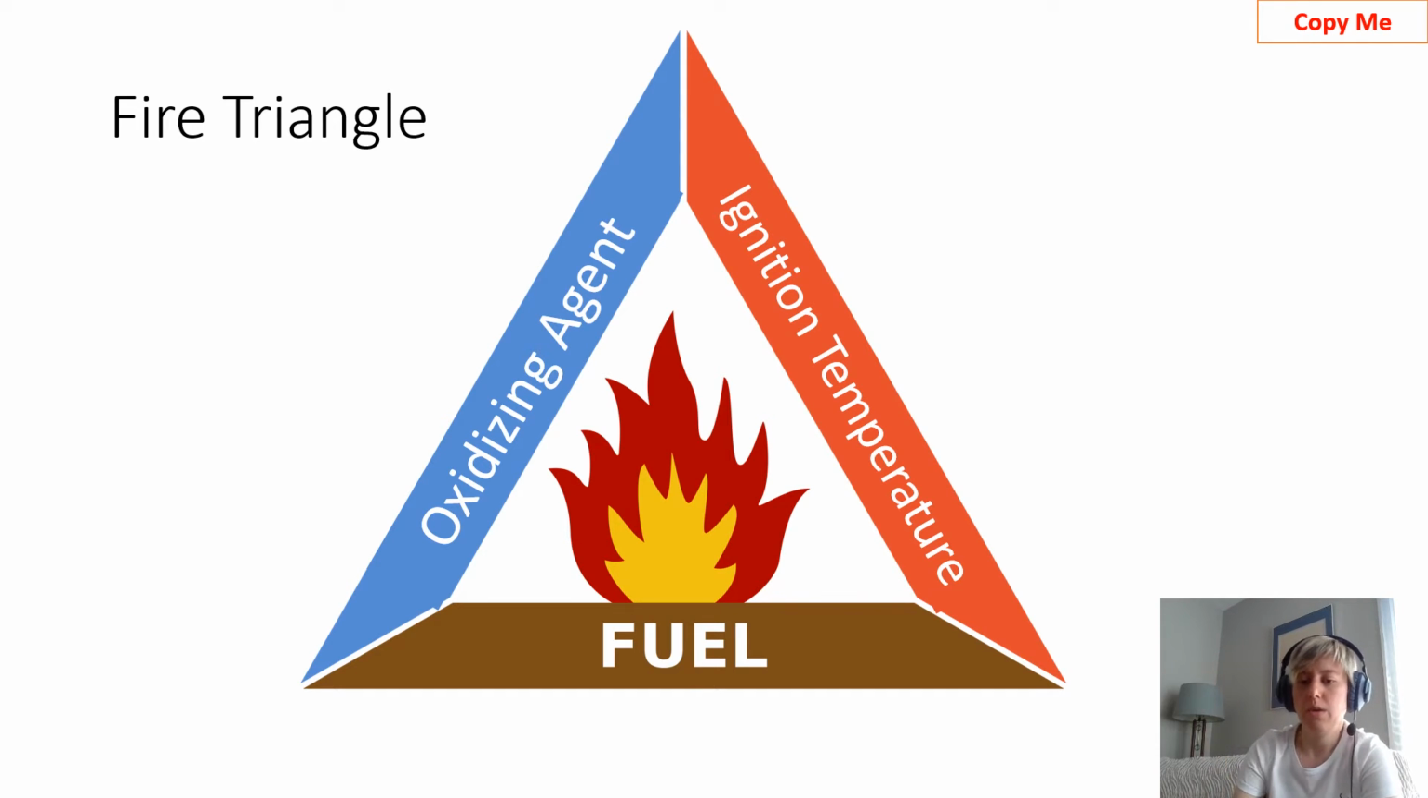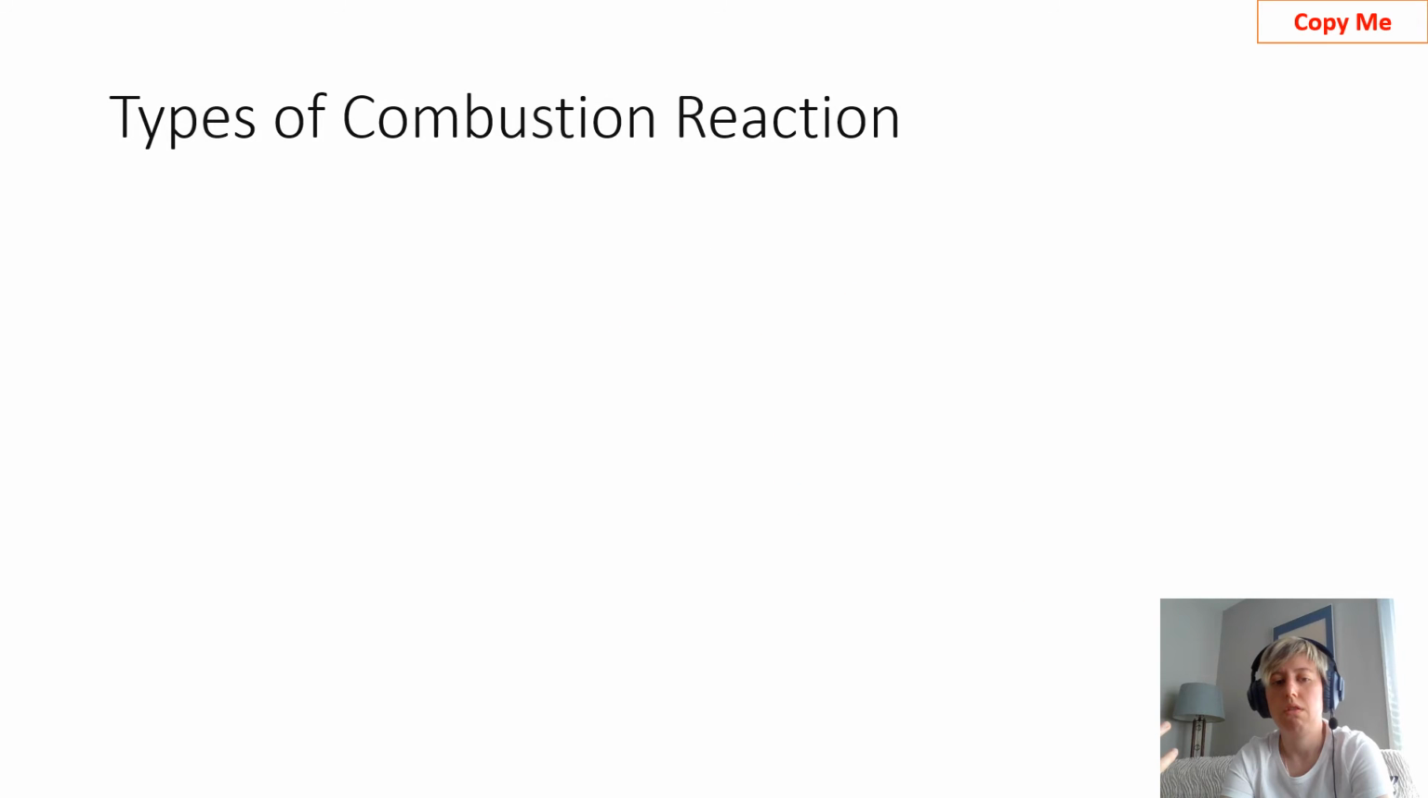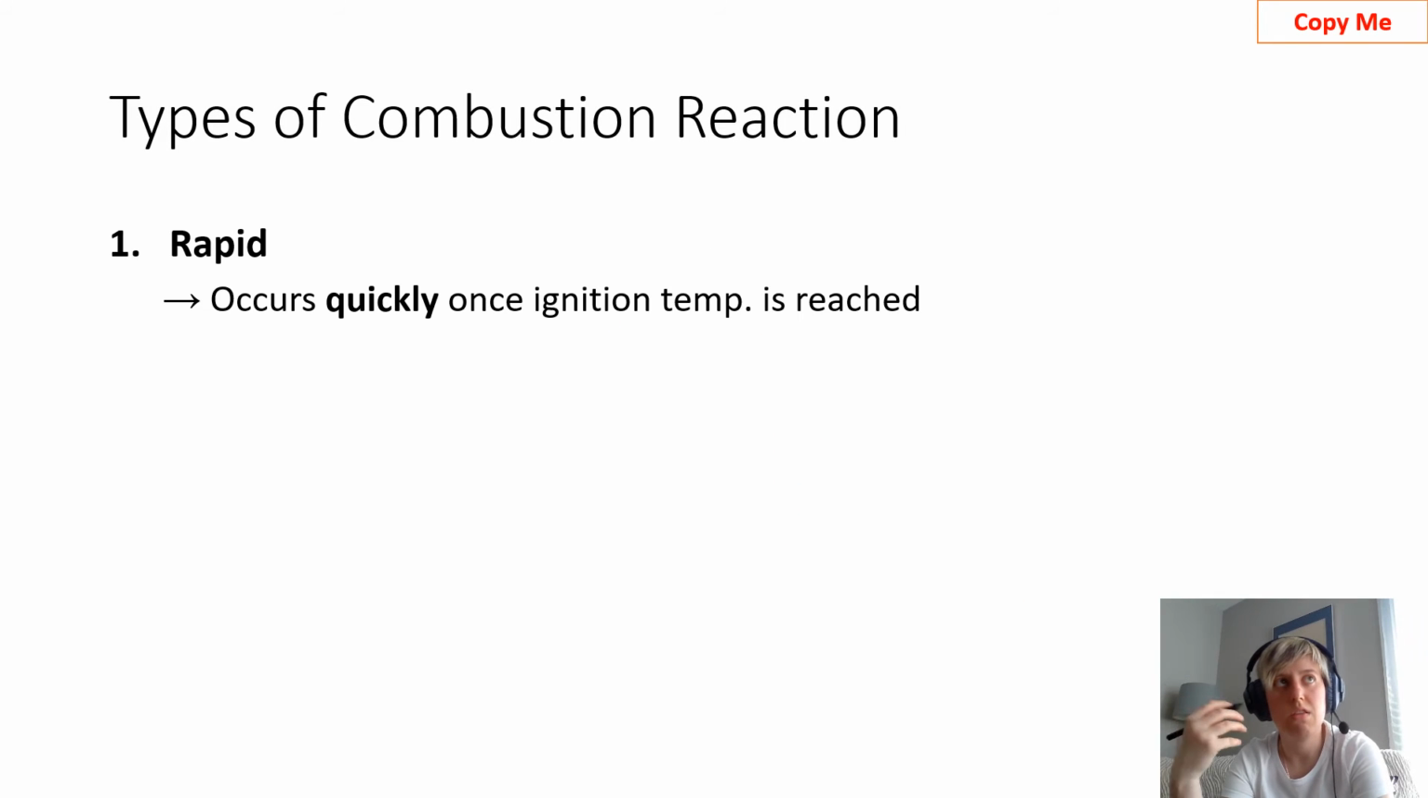Now, our categories of combustion, we have 3 key categories. And whenever you think of combustion, you think of flames, you think of heat, and that would be rapid combustion. So rapid combustion is the form of combustion that occurs quickly once ignition temperature is reached. So any mental image that you have of combustion in your head is more likely than not rapid combustion.